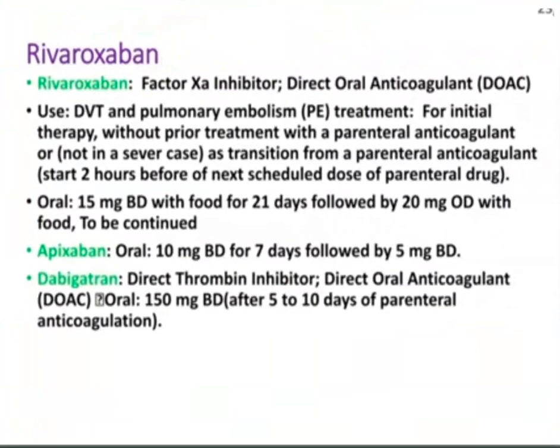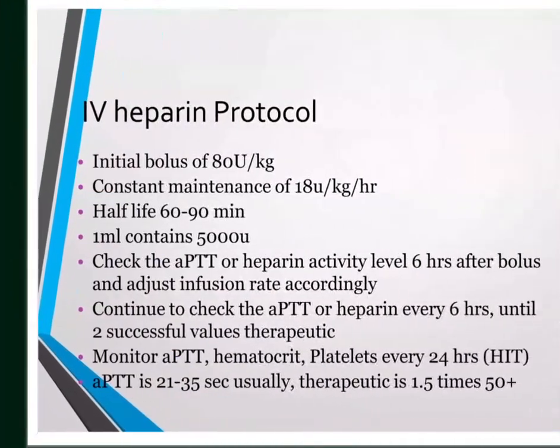The other type of drug we need to know is the direct oral anticoagulants. Direct oral anticoagulants include rivaroxaban. The dosage is 15 milligrams BD for 21 days, followed by 20 milligrams once a day. We also have apixaban. All these drugs are used for the treatment of deep vein thrombosis. They work by inhibiting factor 10A.